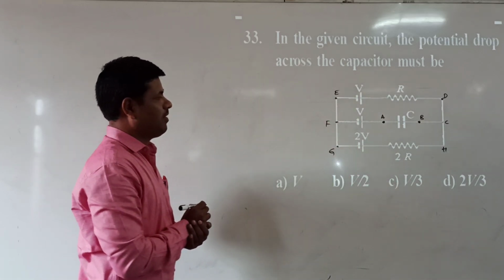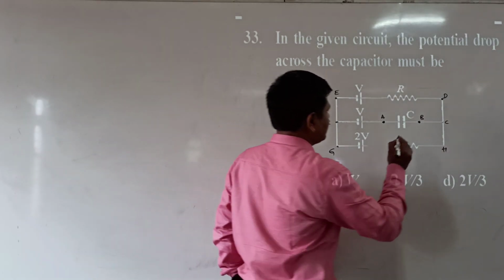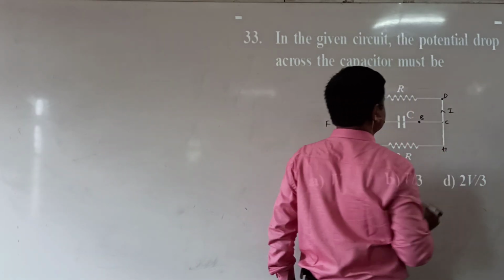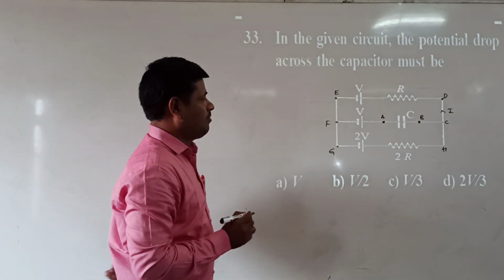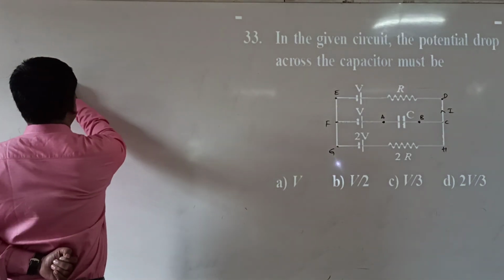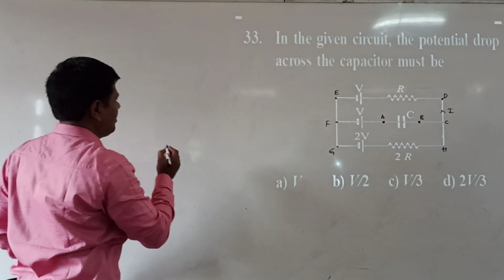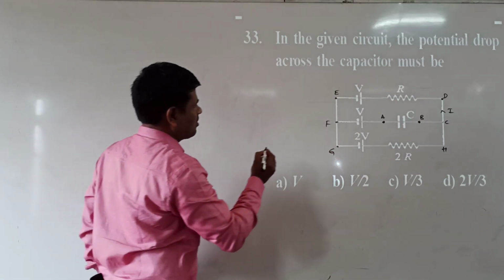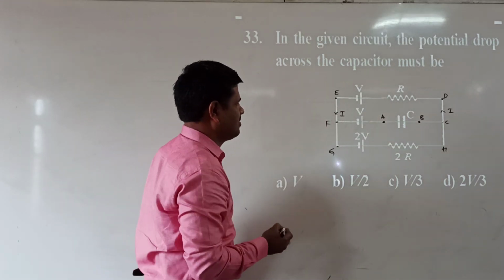Here I am applying Kirchhoff's voltage law. When applying the Kirchhoff voltage law, I consider the current direction in this direction. Across the resistance we write the potential drop, and the total current direction is taken in this direction.